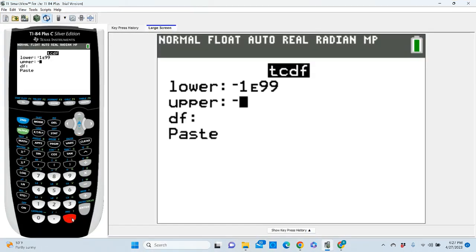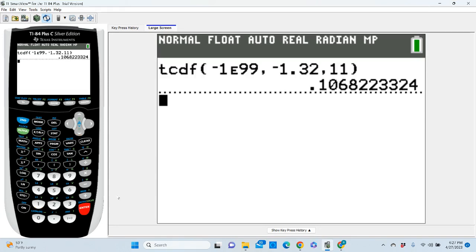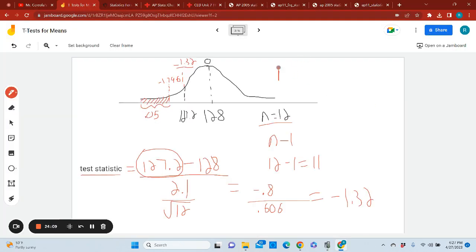So negative 1.32. My degrees of freedom again was 11, and now I'm going to get a p-value. My p-value is over 10%, 0.106, but all I really need is p-value equals 0.106. That is greater than the 5% significance level of the test, and we should be able to see that, right? I'll shade here.